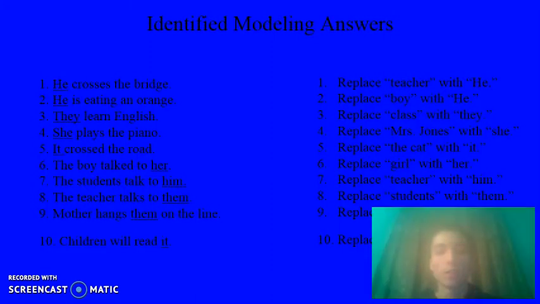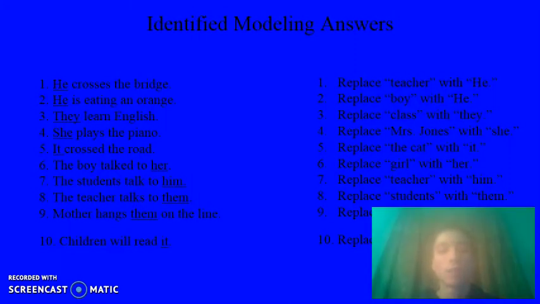For sentence 5, the word the cat can be replaced with it, so the sentence can say it crossed the road. For sentence 6, the word girl can be replaced with the word her, so the sentence says the boy talked to her. For sentence 7, the word teacher can be replaced with him, so the sentence now says the students talked to him. For sentence 8, the word students can be replaced with the word them, so the sentence now says the teacher talks to them.